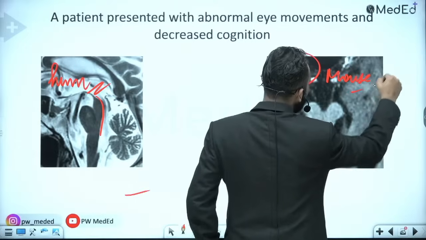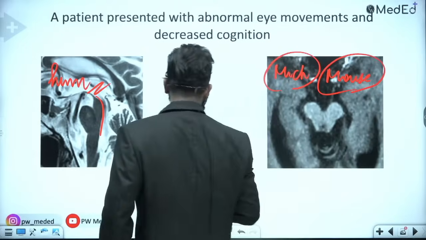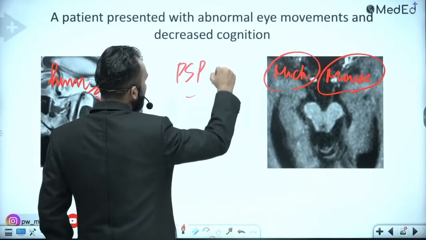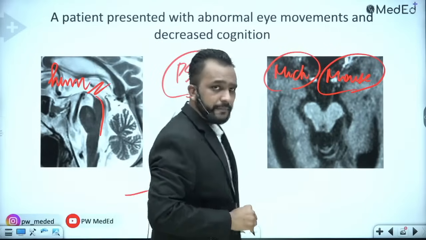So this hummingbird sign and Mickey Mouse sign is seen in patients with progressive supranuclear palsy.